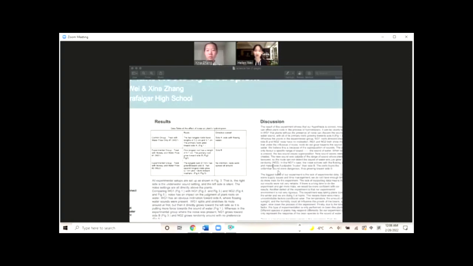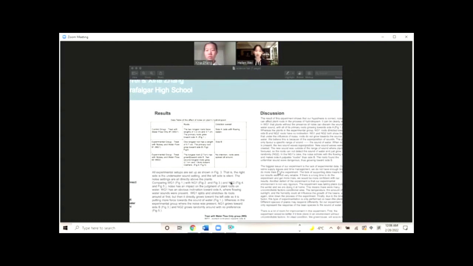And the result of this experiment shows that our hypothesis is correct. Noise can affect plants' roots in the process of hydrotropism. It can be clearly seen in WG1 that plants without the presence of noise can discern the source of water sounds, with all of its roots primarily growing towards side A, which is shown in figure 1. Whereas for the plants in the experimental group, NG1's roots directed towards side B and NG2's roots have no inclination.